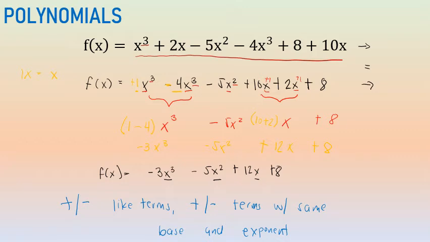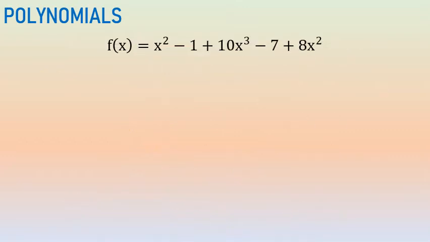So bigyan ko pa kayo ng isang example para mas makuha. What about this one? F of x is equals to x squared minus 1 plus 10x cubed minus 7 plus 8x squared. So what is the first thing to do? Arrange it muna. Arrange muna natin siya wherein nasa pinakaunahan yung term with the highest exponent. Okay? Or term with the highest exponent. Yes.